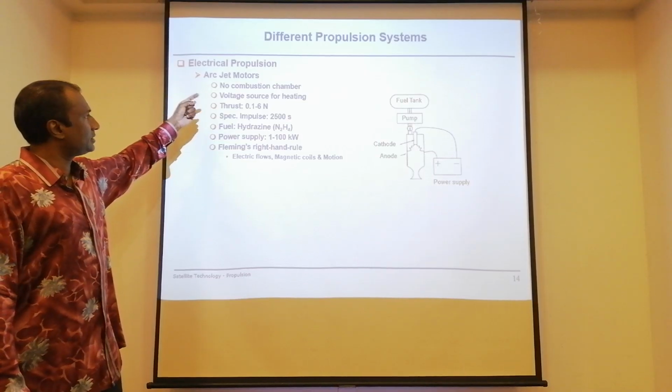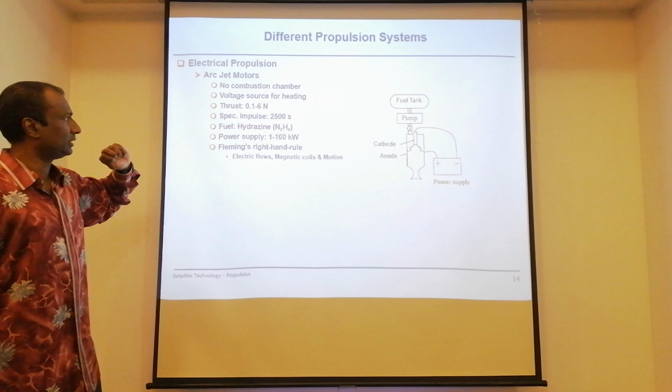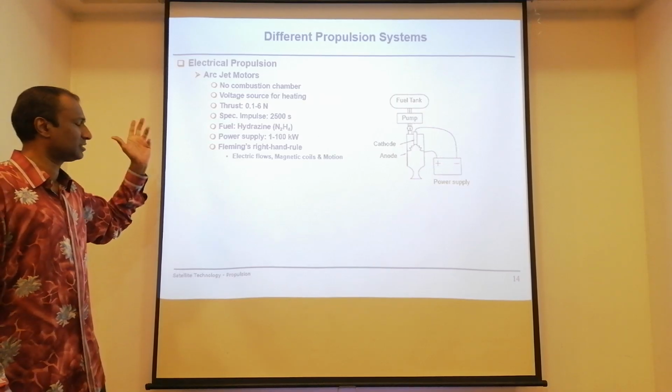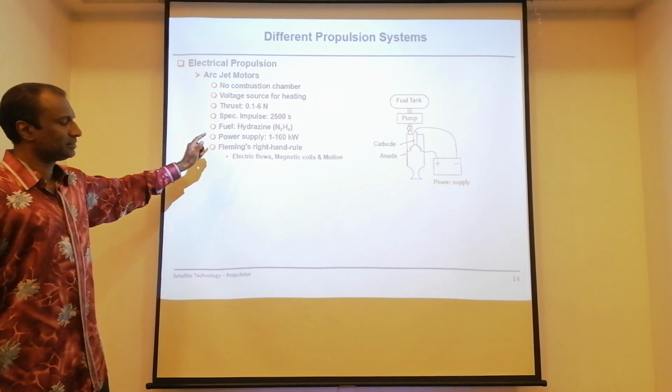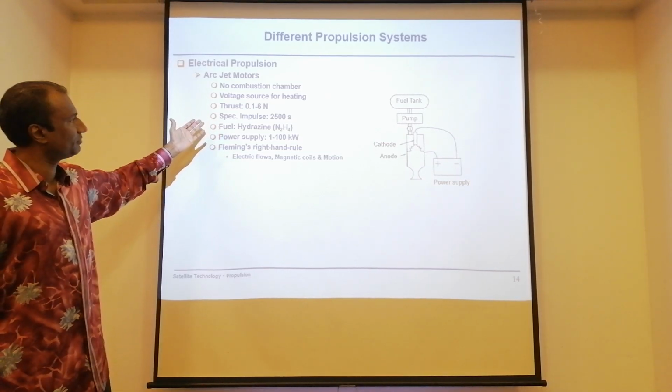All right, here it is simple. There's no combustion chamber. You have a voltage source for heating. Thrust is quite low. Why is thrust quite low? Because we can play around with the specific impulse, so it's fine for us.